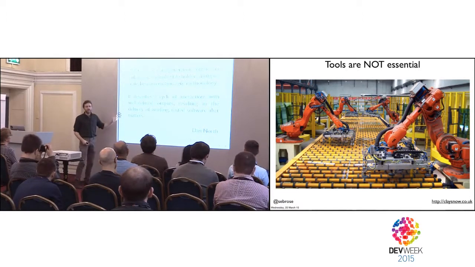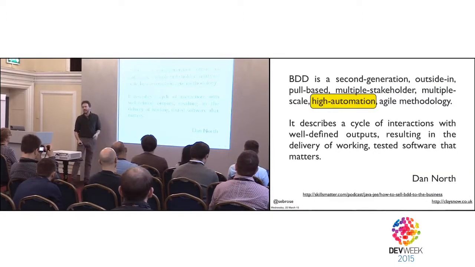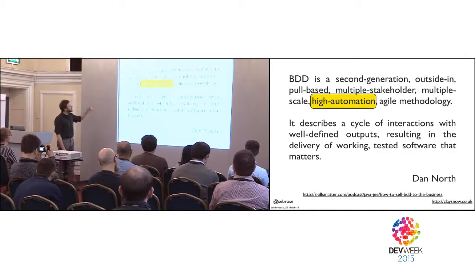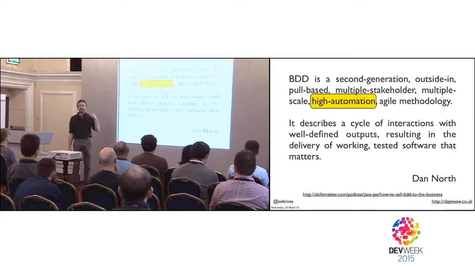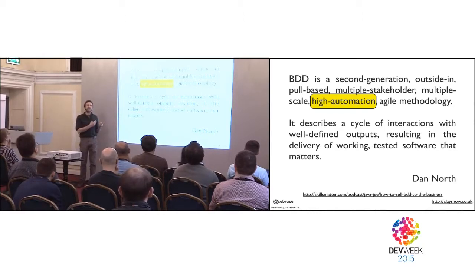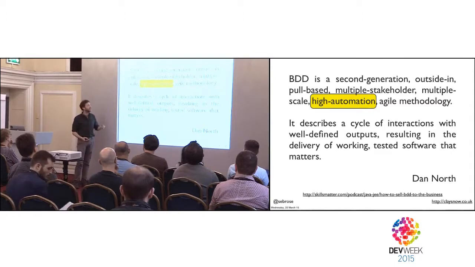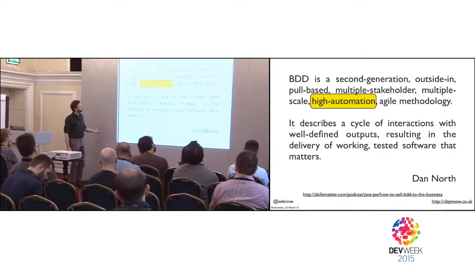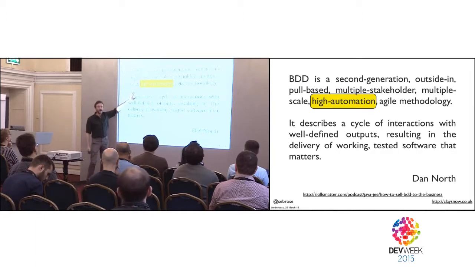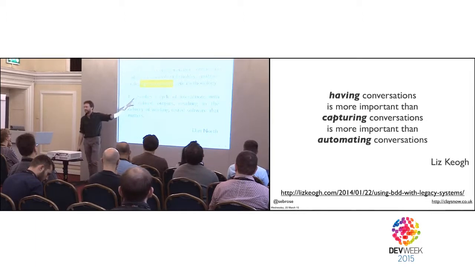Go back to Dan North's maybe jokey definition of what BDD is. You'll notice that he talks about high automation. And I think this is something that, it's not this definition that has introduced this tension, but this is unfortunate in that it amplifies the tension between BDD as a way of collaborating and discovering examples and working out what we want our software to do, and a way of automating the specifications and that documentation once we've discovered it. So I'm going to challenge this idea that high automation is necessarily a part of BDD.